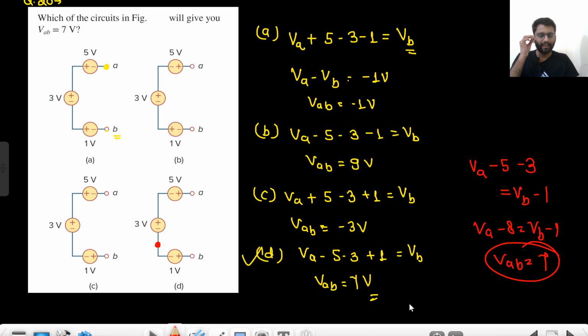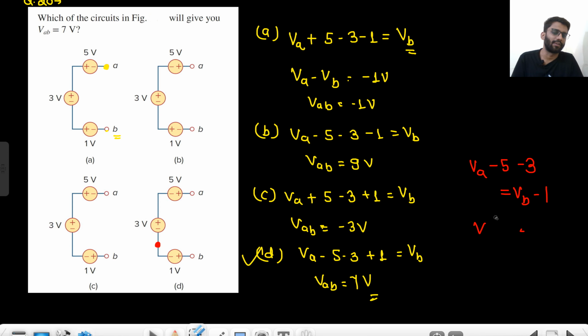Did you understand it? At any point you can write the potential by that method. Start from point VA minus 5 minus 3, this is the potential of that point. Start from VB minus 1, this is the potential of that point. Both should be equal. So VAB is equal to 7 volt. So by this method you can write down the potential of any point and forget about KCL, KVL, anything. Just write down the potential of the points. This is KVL only.